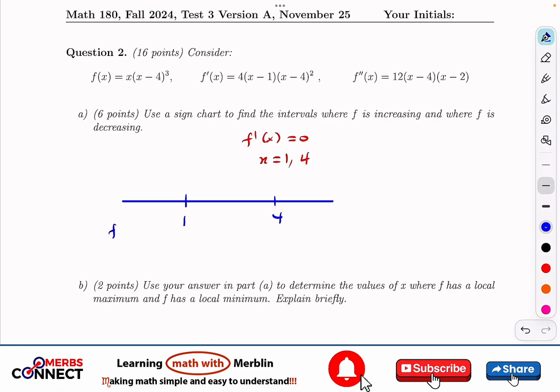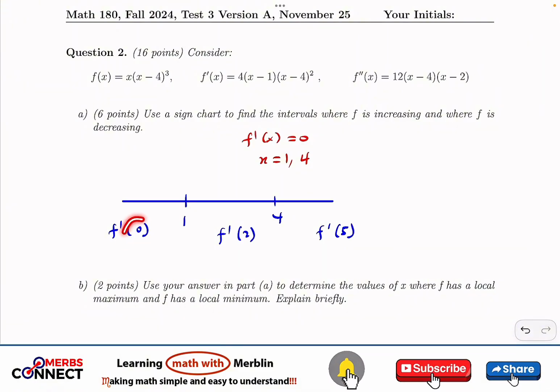So since we are looking for increasing and decreasing, we need to use f prime. So f prime, anything before 1, I can pick 0. In between 1 and 4, I can pick 2 or 3. And after 4, I can pick 5. So now plug in 0 inside this, and what do we get? So let's test the signs.